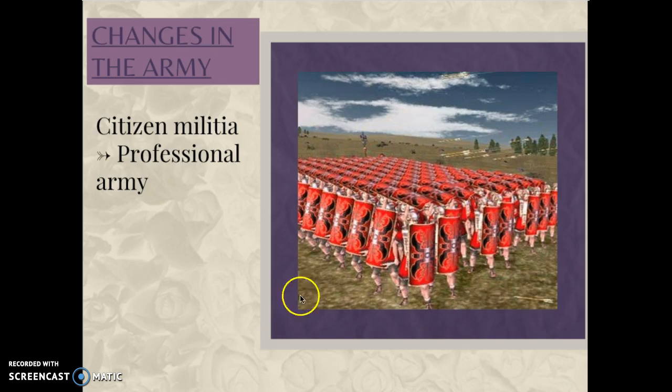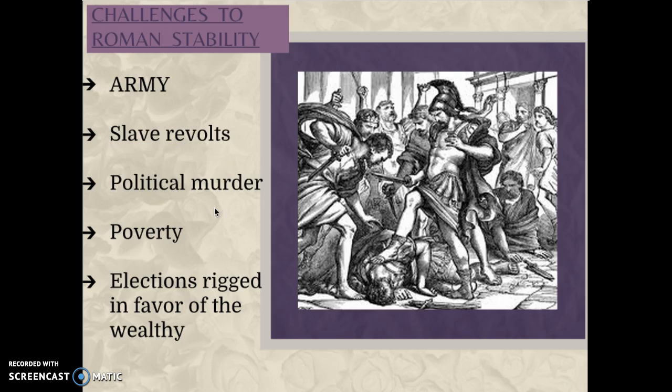Okay, so to begin, how we move from the end of the Republic to the Empire, we start to see some changes in the army, right? Kind of like the Greeks, citizens would fight in the military. So they transition from that into a professional army.